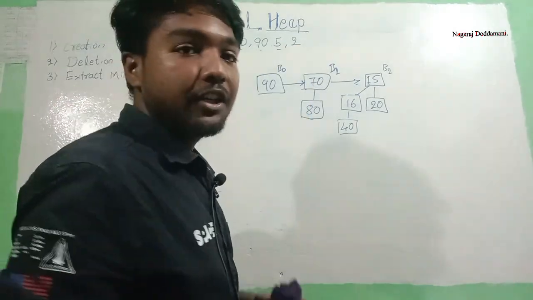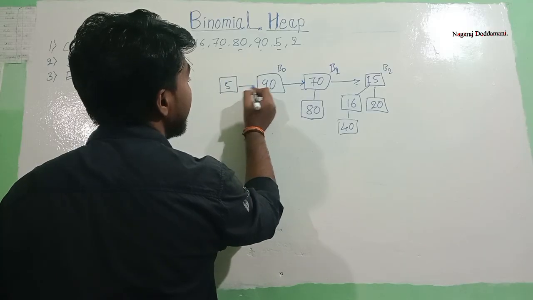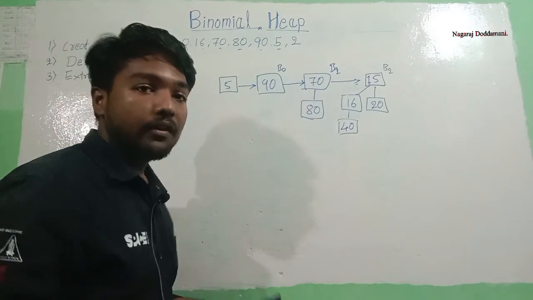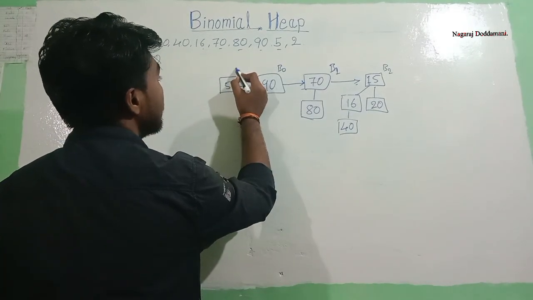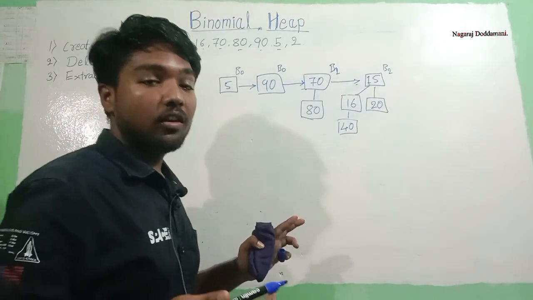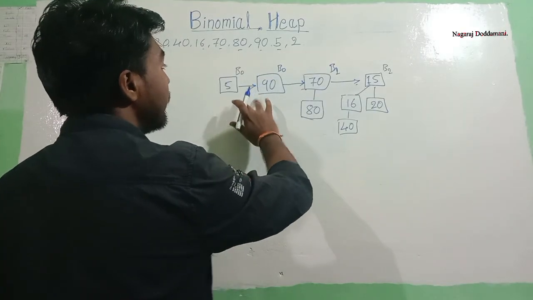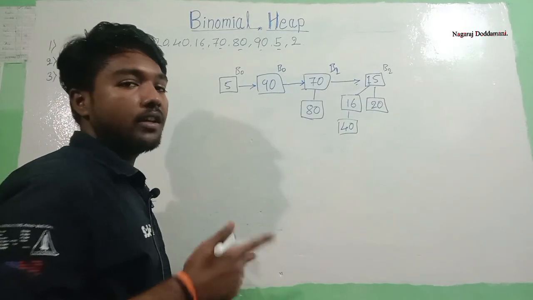So again I need to insert a 5. So I need to create a node of 5 and link it. After linking, we need to calculate the order of it. Now we need to check whether any tree with the same order already exists. In this case we have B0 and B0, two trees having the same order.